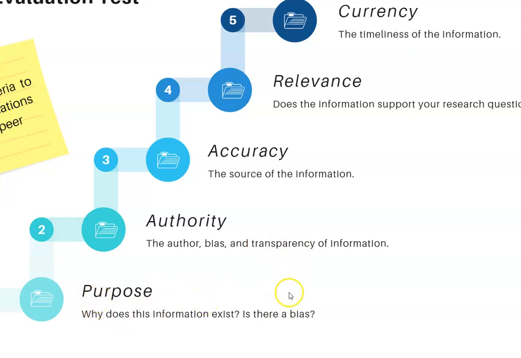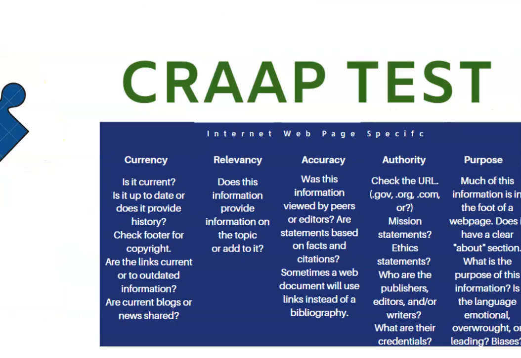And finally, what is the purpose of this information? Why was it written? Is it written to sell, to persuade, to introduce, to inform? Find out these things. I don't think "inform" is a word. "Inform," however, is. So we'll go to the next page.